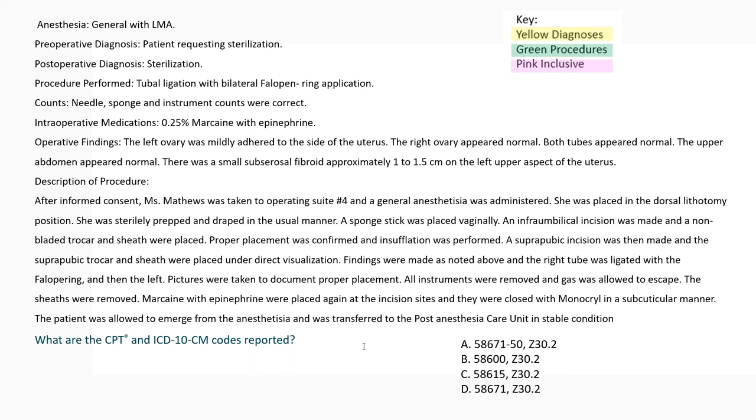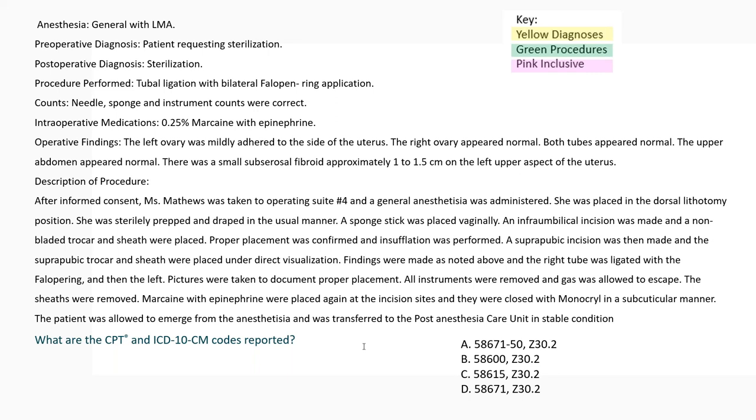Description of procedure. After informed consent, Ms. Matthews was taken to operating suite number 4 and a general anesthesia was administered. She was placed in the dorsal lithotomy position. She was sterilely prepped and draped in the usual manner. A sponge stick was placed vaginally. An infra-umbilical incision was made and a non-bladed trocar and sheath were placed. Proper placement was confirmed and insufflation was performed. A suprapubic incision was then made and the suprapubic trocar and sheath were placed under direct visualization.